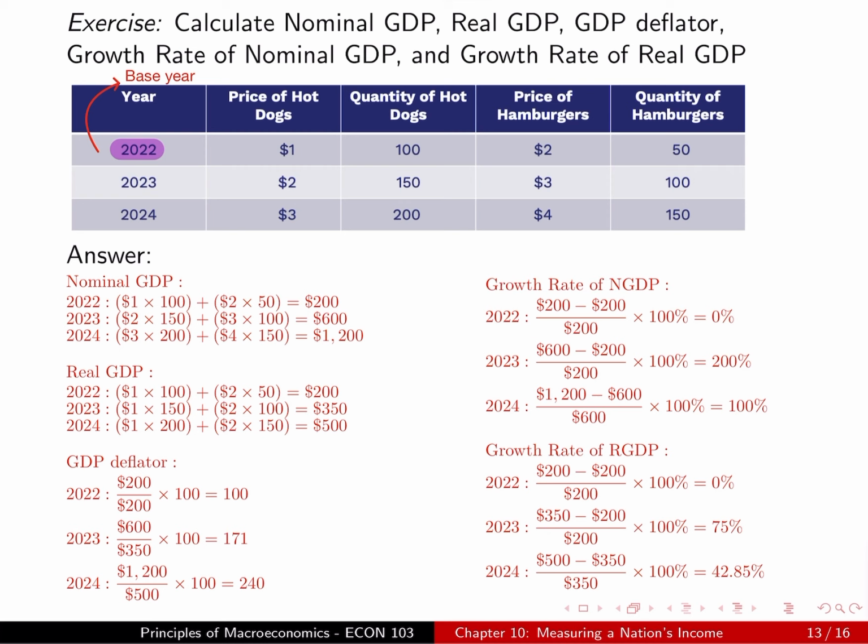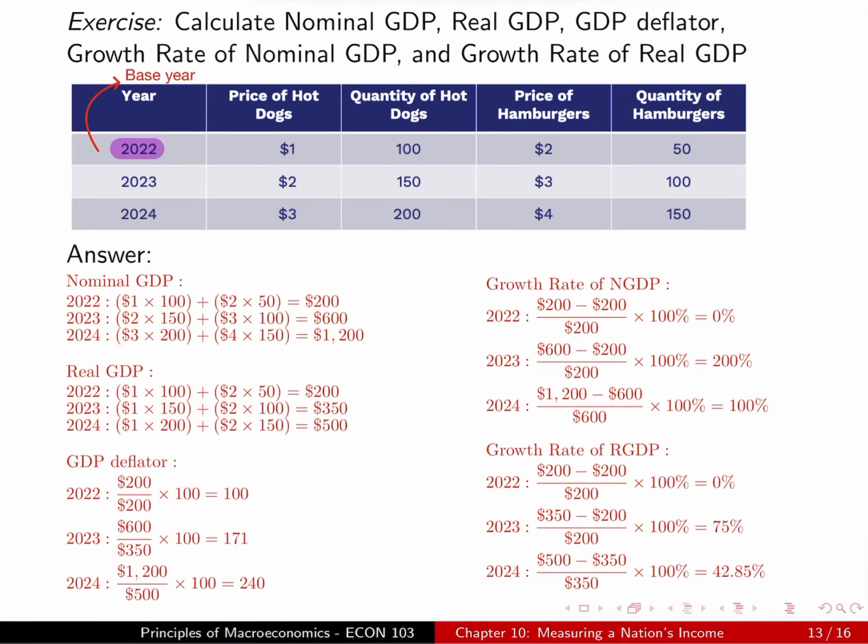Real GDP. To calculate real GDP for each year, use the base year prices. Multiply each base year price by the current year quantity, and add the values for all goods. GDP deflator. To find the GDP deflator, we take nominal GDP divided by real GDP times 100. Growth rate of nominal GDP. To find the growth rate from one year to the next, we take new nominal GDP minus old nominal GDP divided by old nominal GDP times 100%.